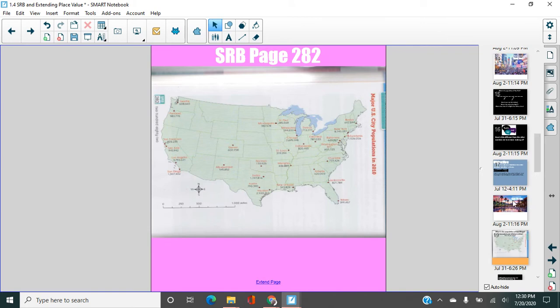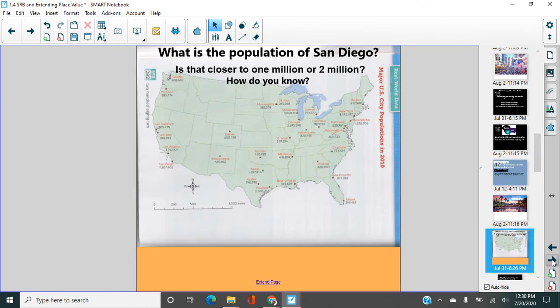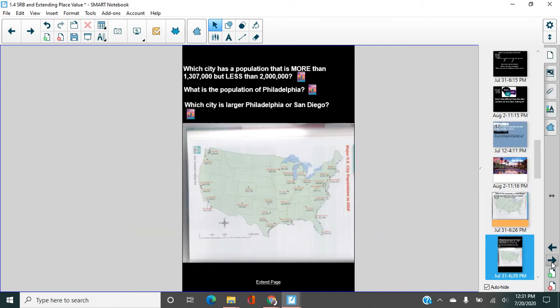Okay, so as we keep going, I'll look at San Diego too. Right? If we look at San Diego, here we have 1,300,000 and some change. Is that closer to 1 million or 2 million? Well, if we underline the 1 and draw an arrow to the 3, like we talked about last time, 5 or above gives it a shove. Well, the 3 is not 5 or above. And so this number is going to stay a 1. So it's closer to 1 million, right? This is how we rounded last time.